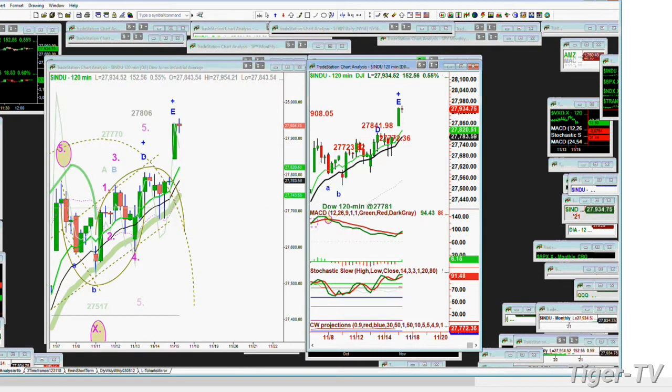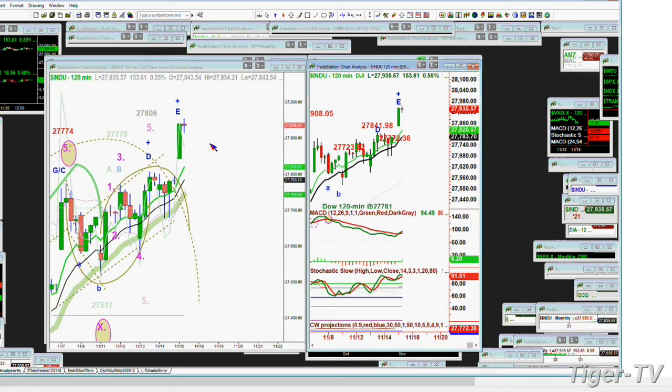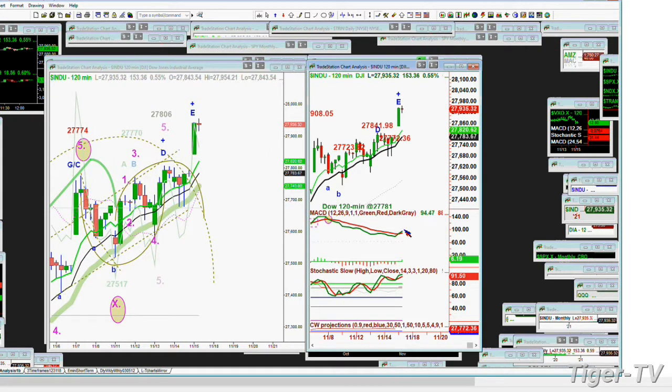So now what we're looking at is in the 120-minute Dow chart, we've got a little doji at a peak E, and you can see it right there. And the MACD did turn up, and the stochastic is at 91%. What happens now? Really important. All right, let's get back to the S&P.